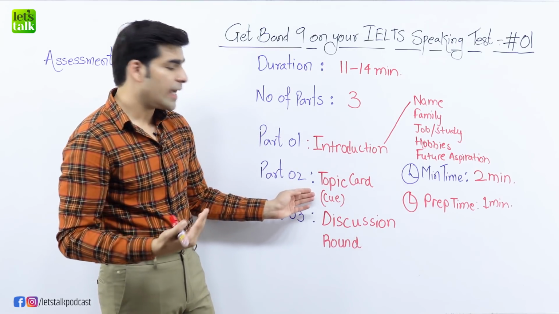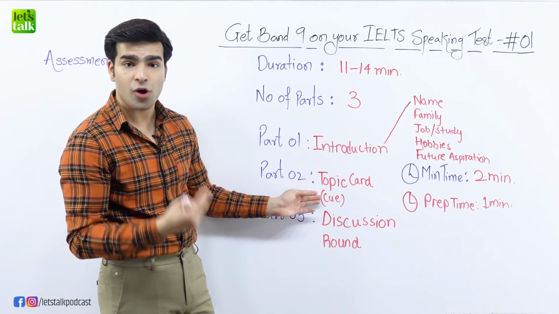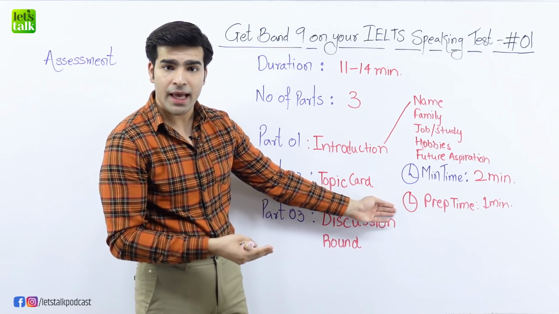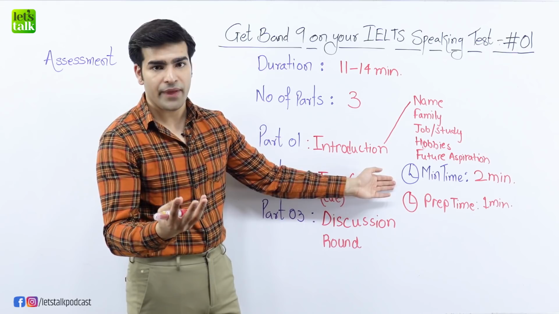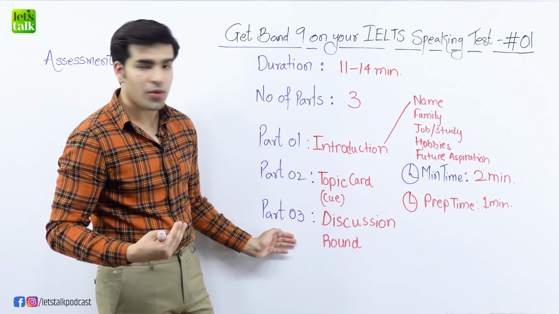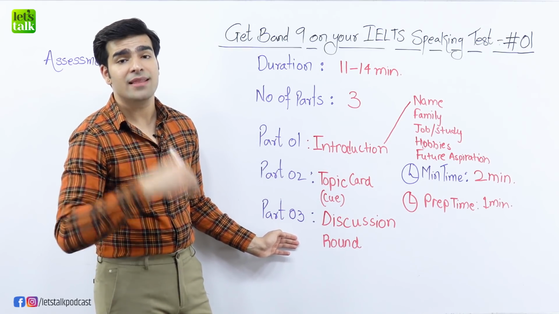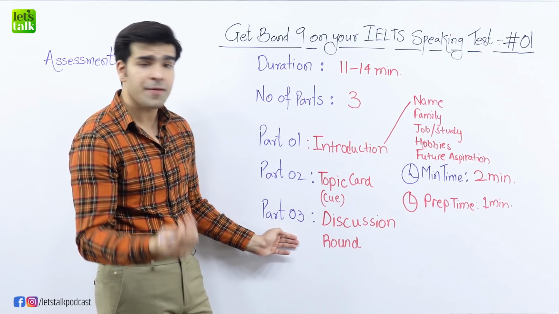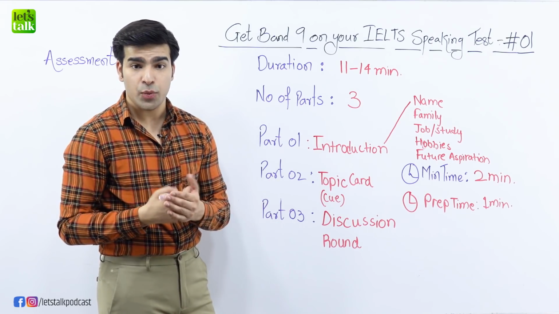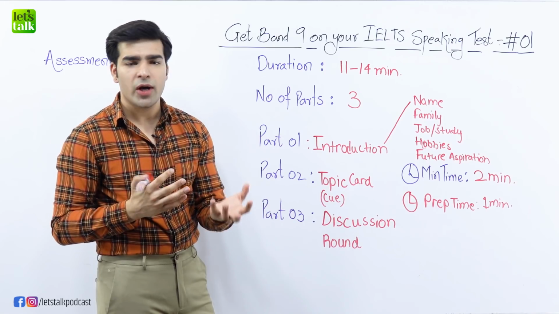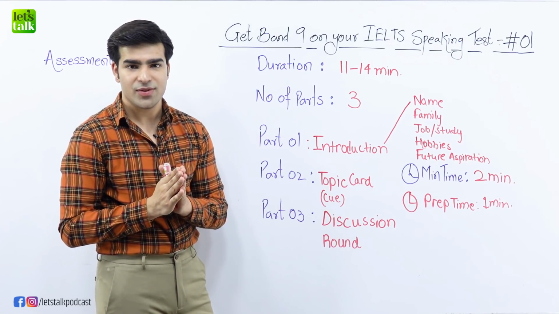In part 2, it is called topic card. You will be given a topic. You will have 1 minute to prepare and you will have 2 minutes to speak on that topic. And finally, in part 3, it is called the discussion round. In this discussion round, you will have a one-to-one discussion with the examiner. You will get into a conversation and you will ask and answer questions.